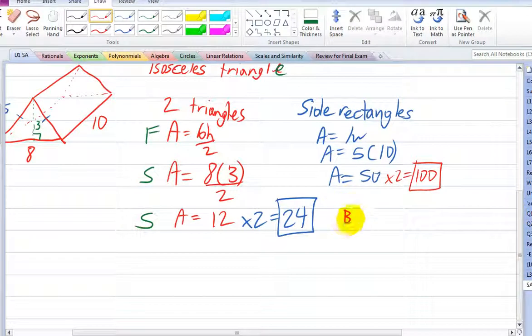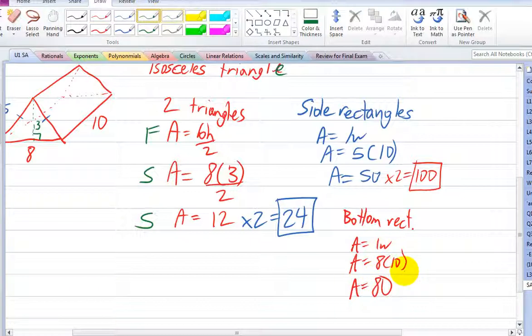Bottom. Okay, so the bottom rectangle. Good. Notice how I'm giving my work a little bit of a label. It makes it nice and easy. Okay. Bottom rectangle, area equals length times width. Area equals 8 times 10. Area equals 80. And then we should times it by 2. So we get 160.